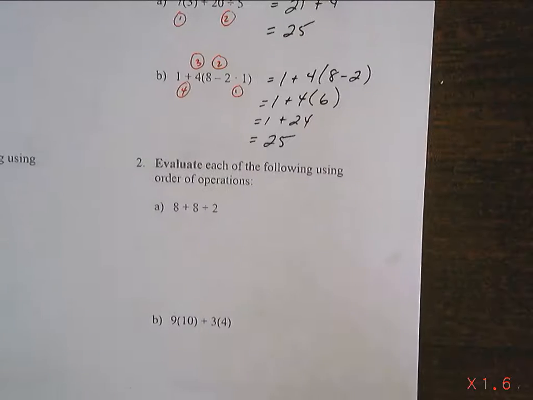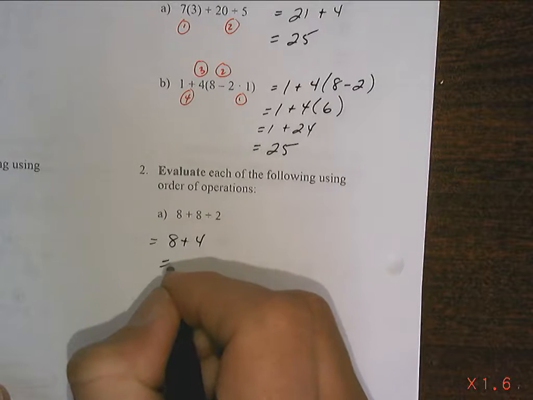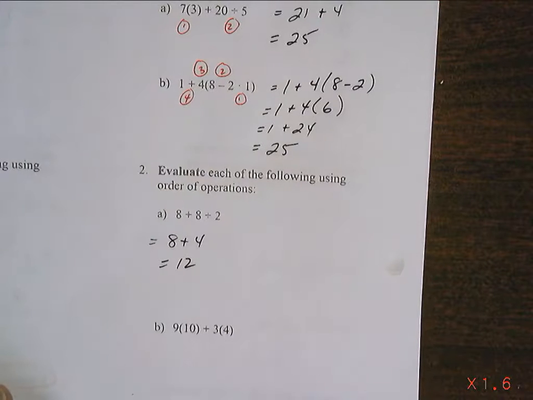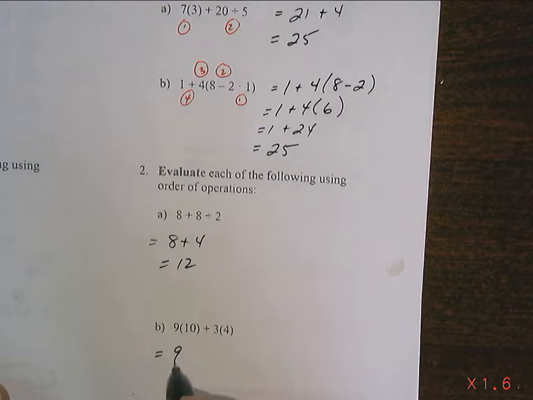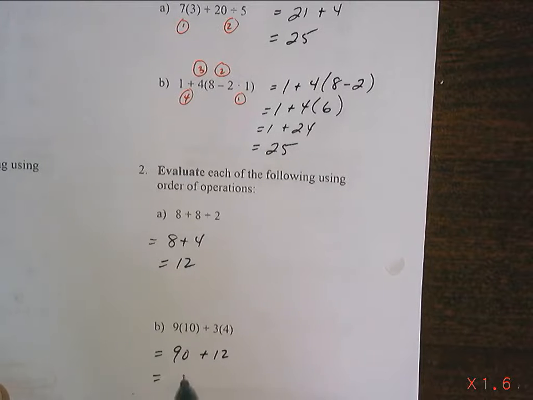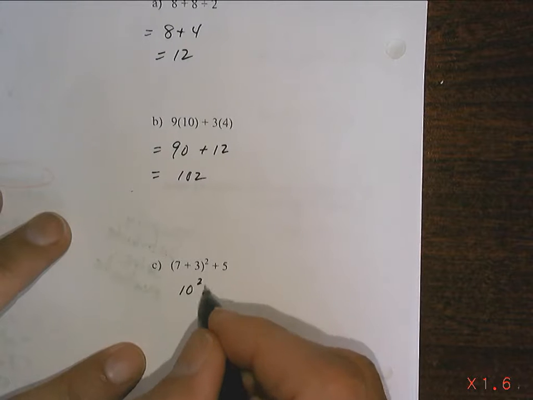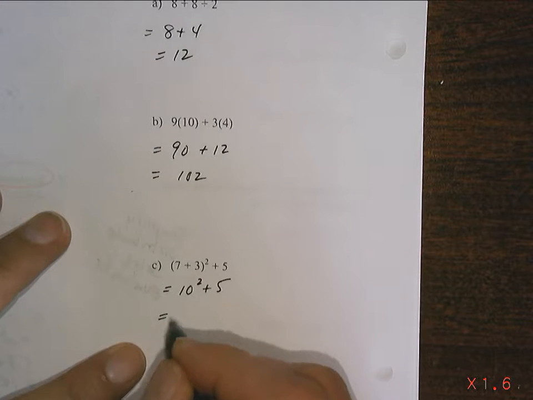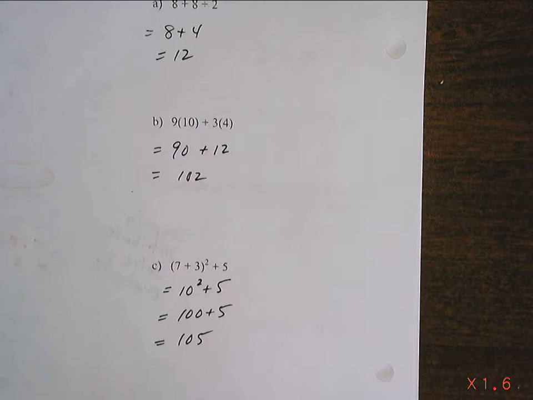Number 2, evaluate each of the following. Well, 8 divided by 2 is 4. So it's going to be 8 plus 4 equals 12. I'm going to do 9 times 10 first, which is 90, plus 12, which is 102. And the last one, we do what's inside the brackets first, so it's 10 squared plus 5. 10 squared is 100, and it's 105. All right, ladies and gentlemen, we'll stop this video here.